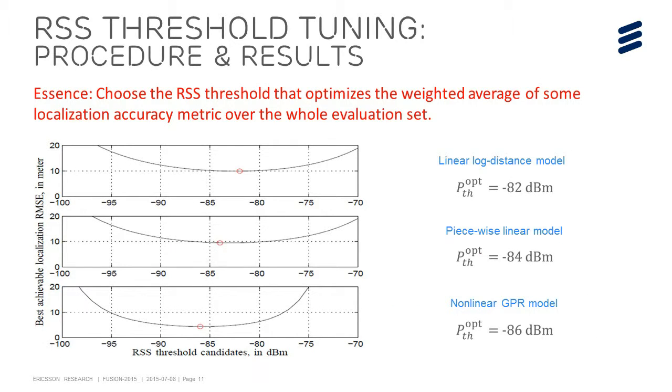After all the prerequisites have been fulfilled, the optimization procedure becomes fairly simple. For each threshold candidate, we evaluate some localization accuracy metric, such as localization root mean square error or localization error percentile, for every sample position in the evaluation set. Then we take a weighted average of all sample positions to have a localization metric in the mean sense. Finally, we find the desired threshold by solving an optimization problem.